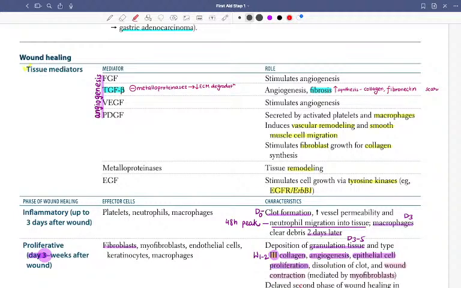Macrophage, vascular remodeling, smooth muscle cell migration. Obviously everything to do with the vascular. It stimulates cellular growth factor for collagen synthesis, metalloproteinases, tissue remodeling, and that's it. EGF, epidermal growth factor, stimulates cell growth by tyrosine kinase enzymes, tyrosine kinase ERB1. Main thing is TGF beta. And which ones are in angiogenesis? PDGF, VEGF, FGF, TGF beta, all this angiogenesis, and especially TGF beta.